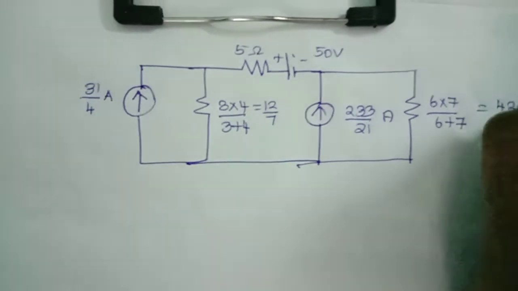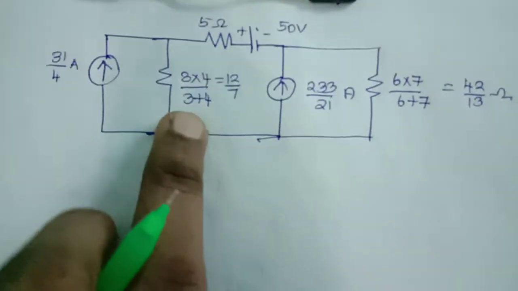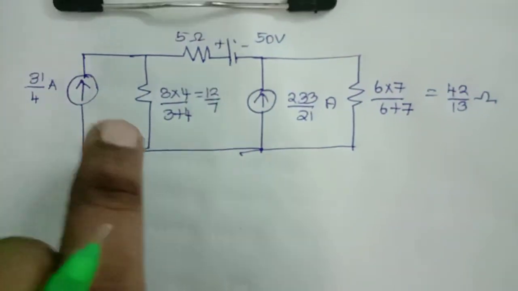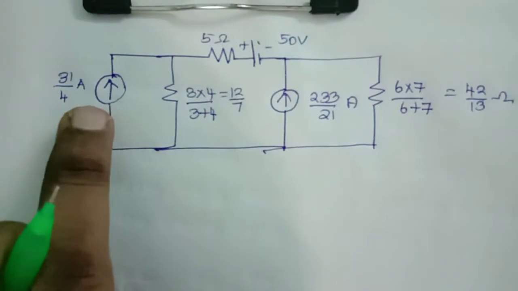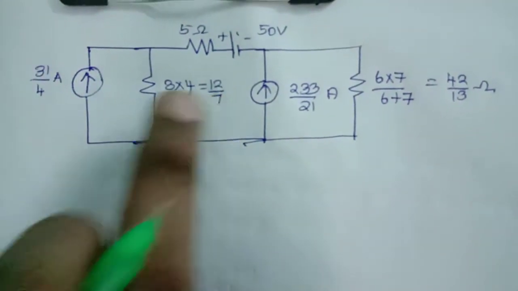Here you will get 42 by 13 ohm. How? Now what I am doing? I am just converting this current source into voltage source. When is it possible? The current source can be converted into voltage source only when the current source is kept parallel with the resistor. So since this 12 by 7, I am going to convert.